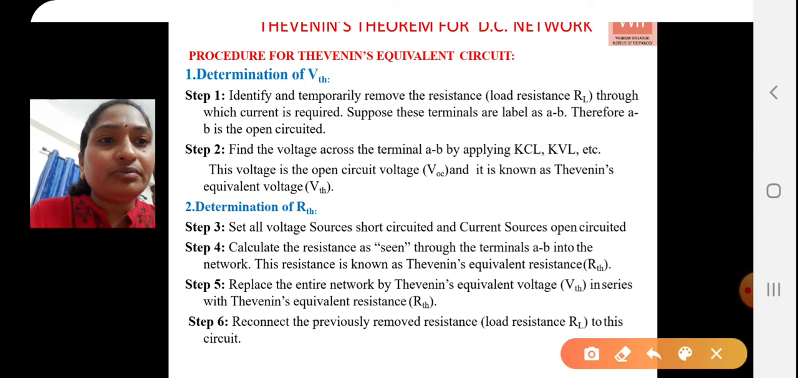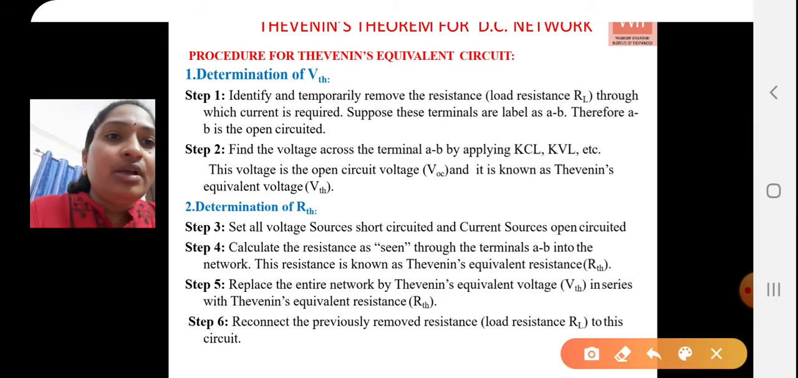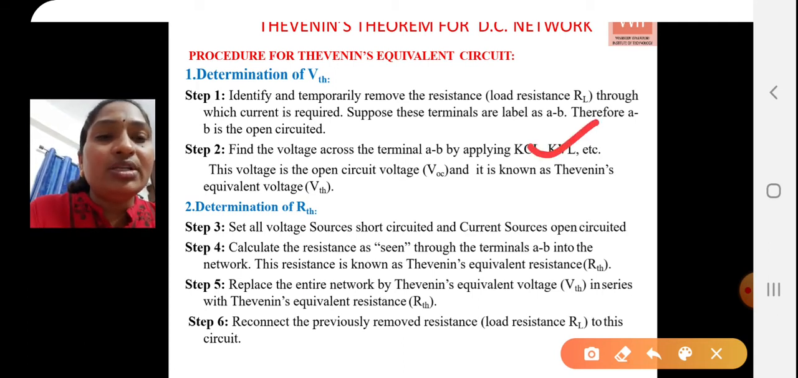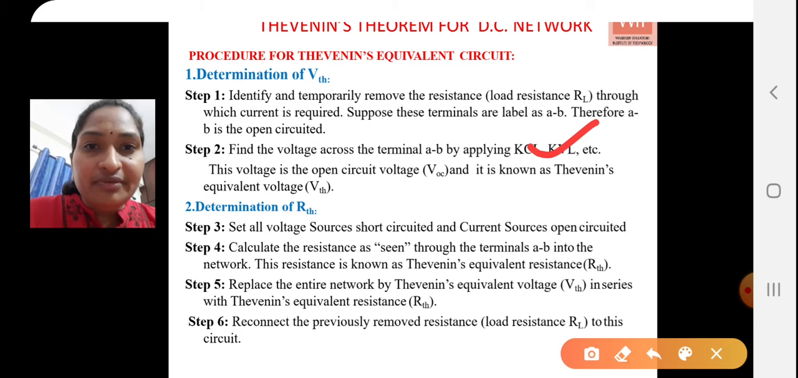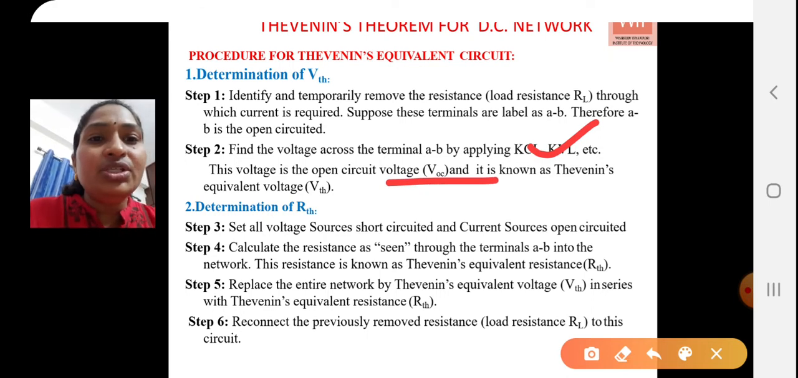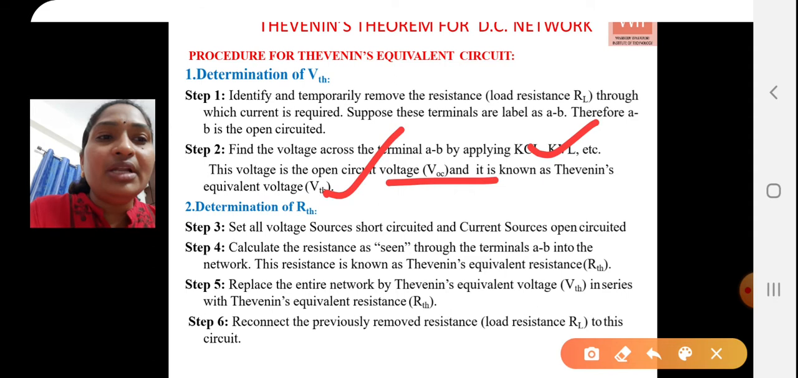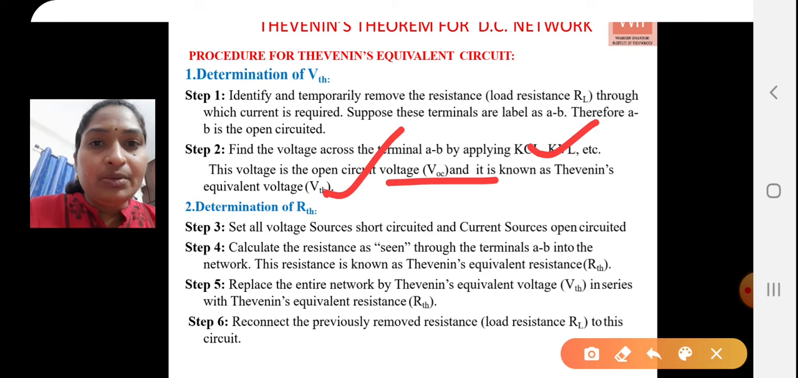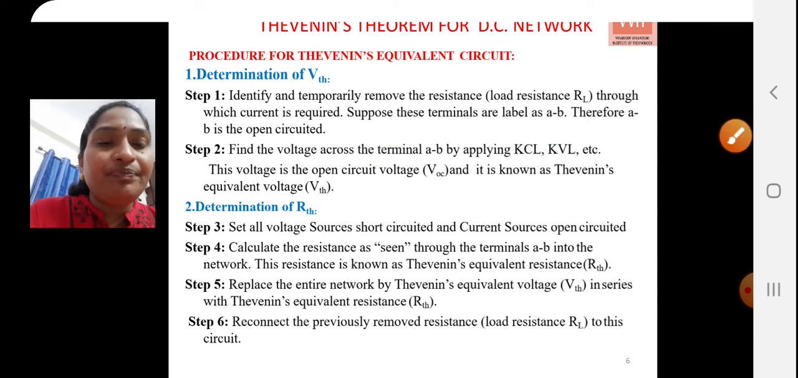After that, by applying any known techniques like KVL, KCL, that is loop analysis, mesh analysis, voltage division, current division rule, whatever network reduction techniques, we need to find the open circuit voltage, which is known as Thevenin's voltage, nothing but the voltage across the open circuited terminals A and B. So this is called Thevenin's voltage.